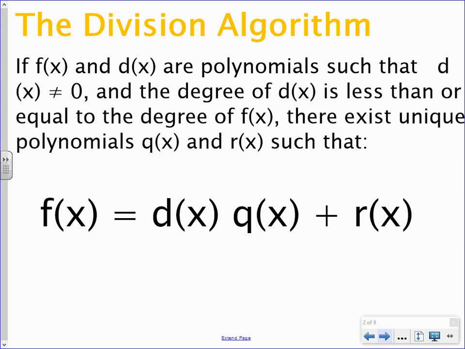What this is saying is every function can be written as a divisor times a quotient plus a remainder. That remainder could be 0, but every function can be written like this. Okay, so we're going to practice some long division. And then with our dividend, divisor, quotient, remainder, all of that stuff, we're going to use this to rewrite our function.